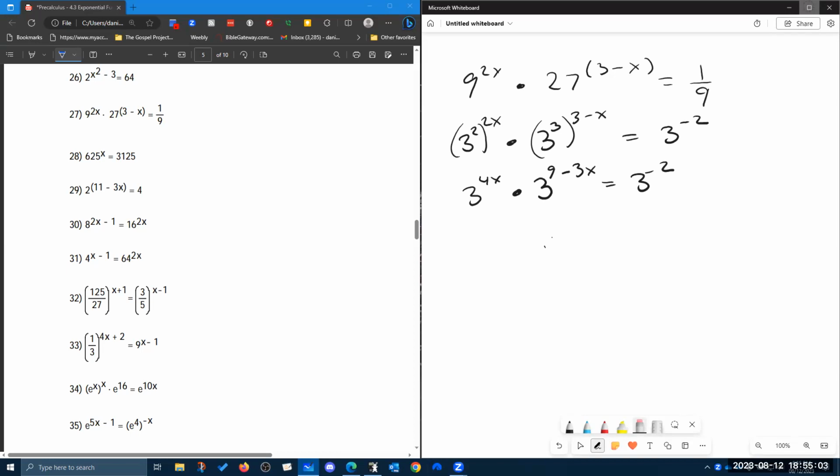Three to the 9 plus x is equal to 3 to the negative 2. So 9 plus x equals negative 2, and x equals negative 11.